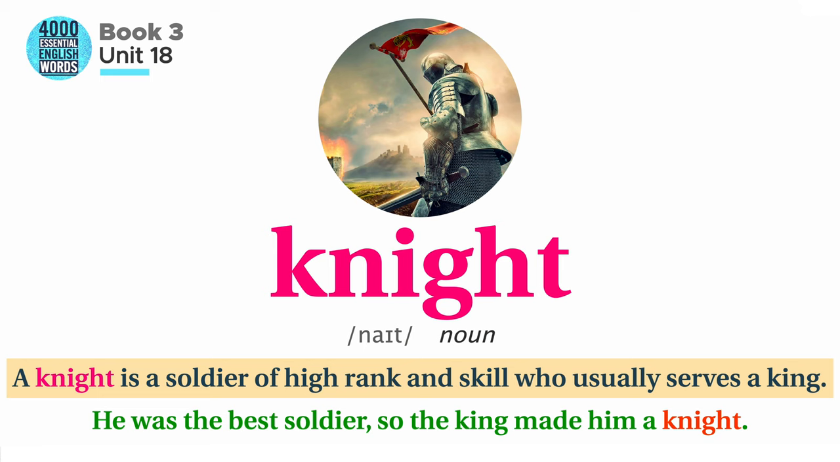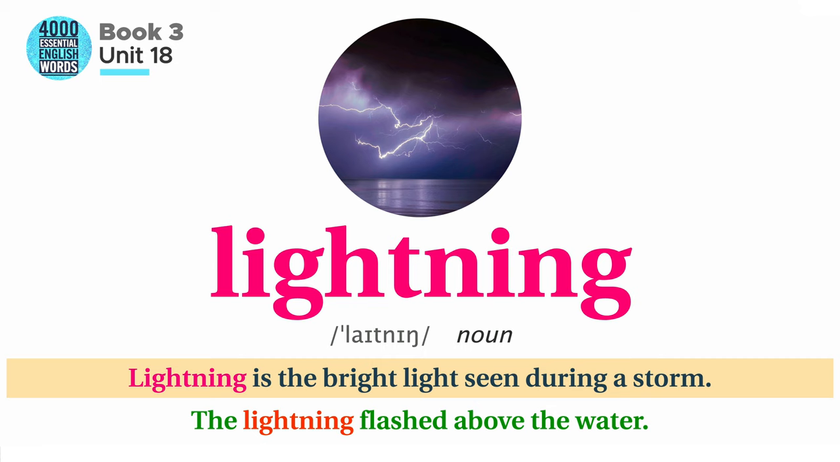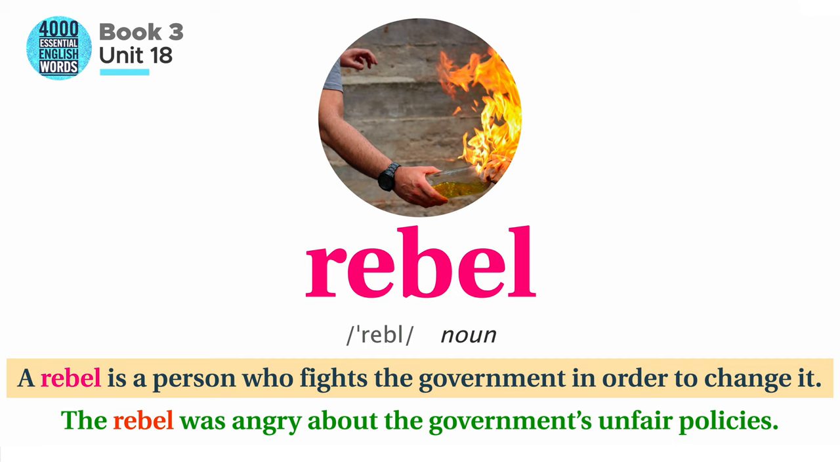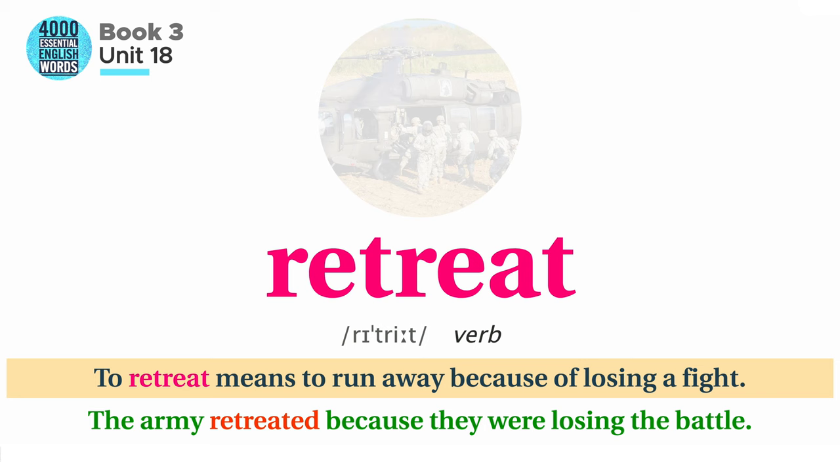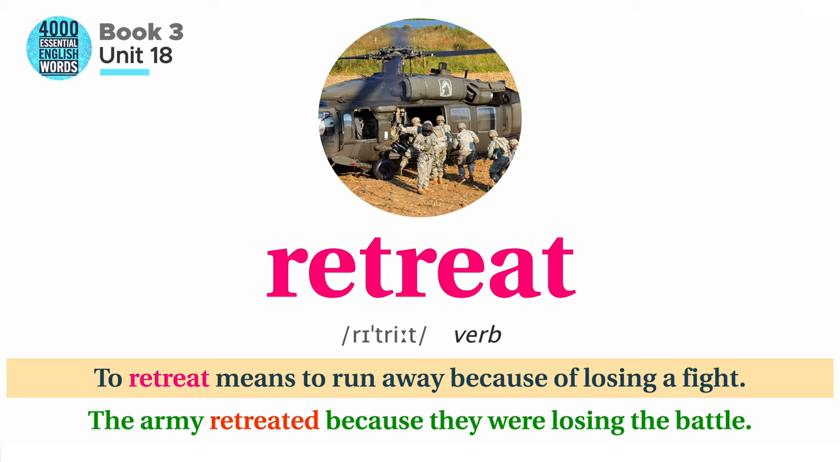Knight. A knight is a soldier of high rank and skill who usually serves a king. He was the best soldier, so the king made him a knight. Lightning. Lightning is the bright light seen during a storm. The lightning flashed above the water. Rebel. A rebel is a person who fights the government in order to change it. The rebel was angry about the government's unfair policies. Retreat. To retreat means to run away because of losing a fight. The army retreated because they were losing the battle.